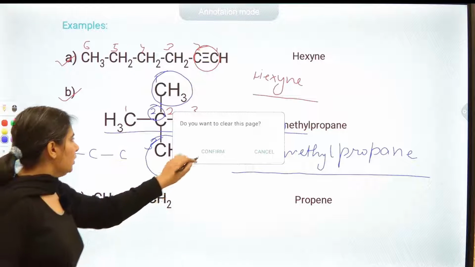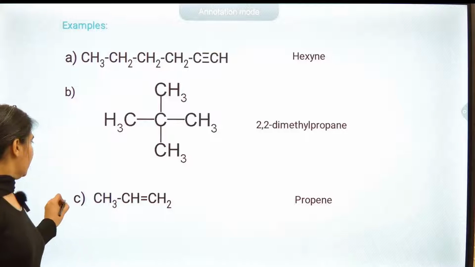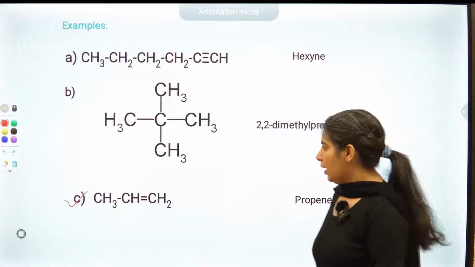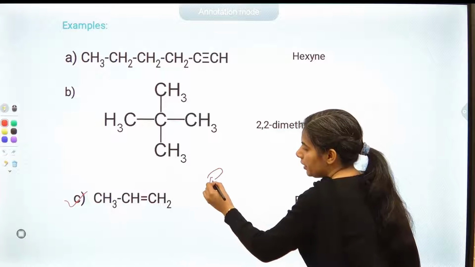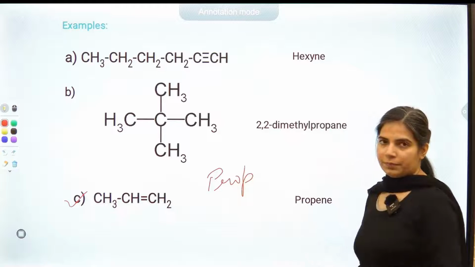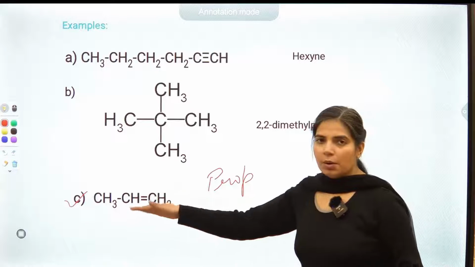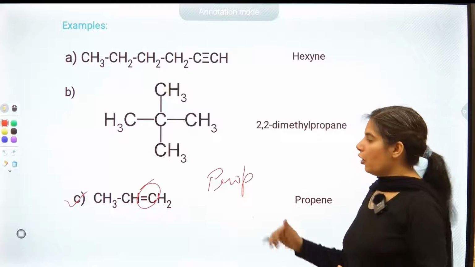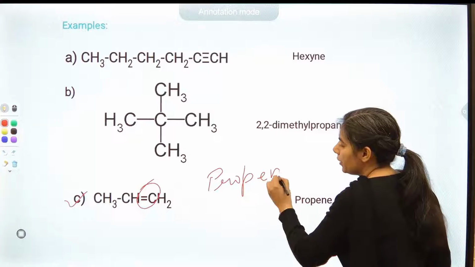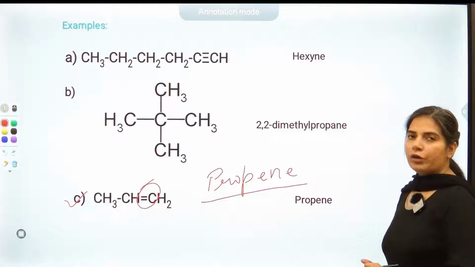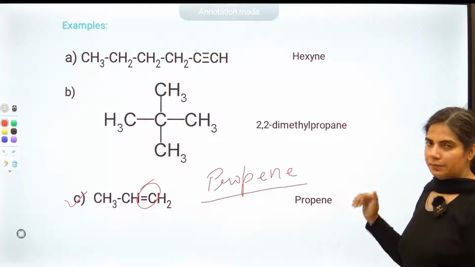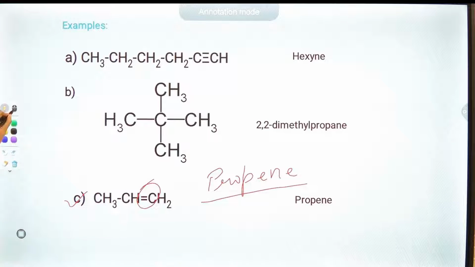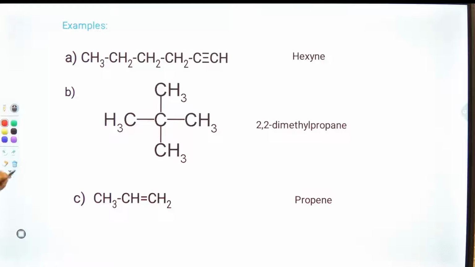Now let's talk about next example. In this example, we are having 3 carbon atoms, and we know that for 3 carbon atoms we will use prop. And if I talk about bond, here is the double bond, and we know that for double bond we will use ene. So collectively we come up with propene. Propene is the name of a third compound. Now let's move to next slide.